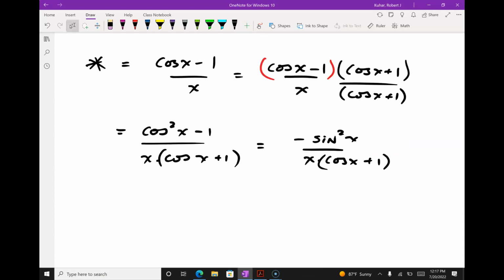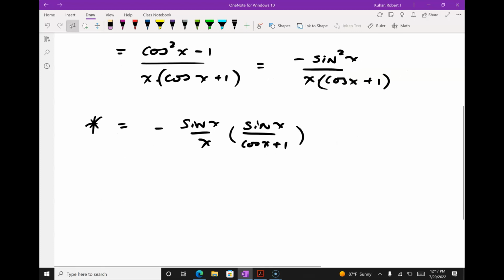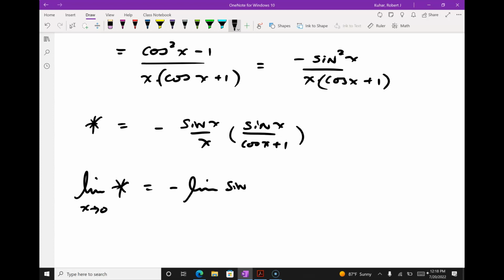And so I can kind of see this guy becoming what I want, a negative sine x over x, times sine x over cos x plus 1. Why am I doing it that way? Because I know something about sine x over x, right? So the limit as x goes to 0 of star is minus the limit of sine x over x times the limit of sine x over cos x plus 1.